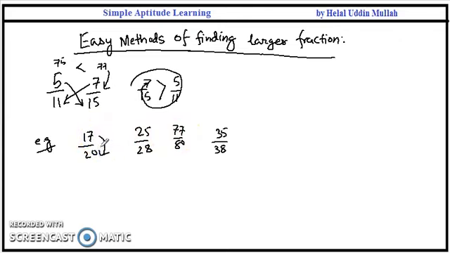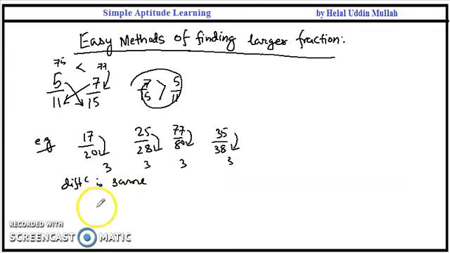In these values, you can observe that the difference between their numerator and denominator is common. Here it is 3: 20 minus 17 is 3. Here also 28 minus 25 is equal to 3. Here also 80 minus 77 is equal to 3. 38 minus 35 is equal to 3. So the common difference is the same.